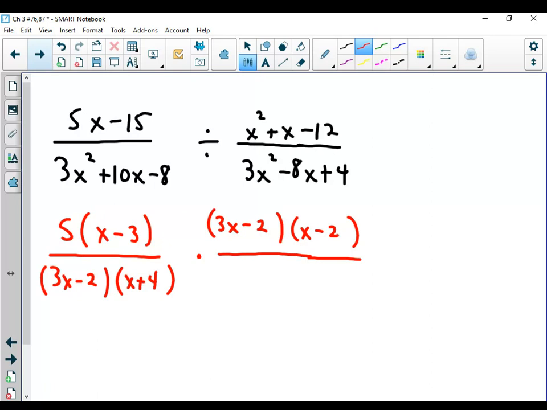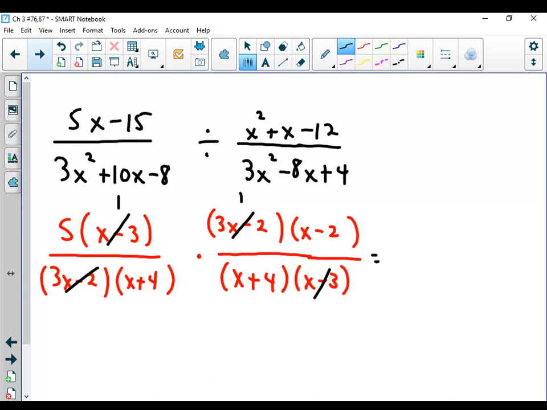All right, on top, if I try to factor that, well, I'm trying to multiply to get negative 12, add to get 1, and that's going to be 4 and negative 3. So again, that's the hard part. That's the longest part. We got to factor each piece. From there, we just start looking for, all right, what are some things we can simplify? Well, some things we can simplify would be the 3x minus 2s, the x minus 3s. I think that's it, right?